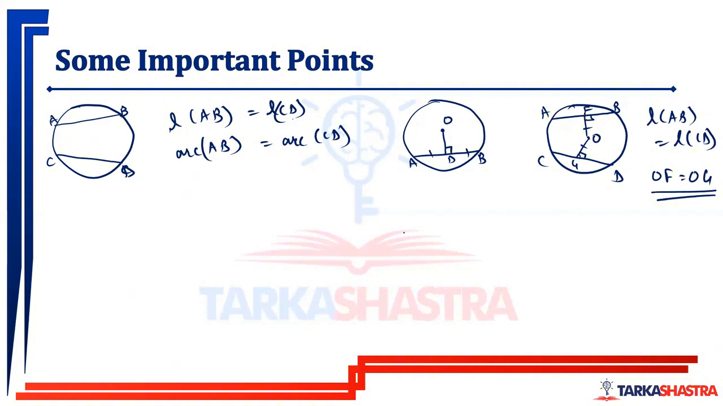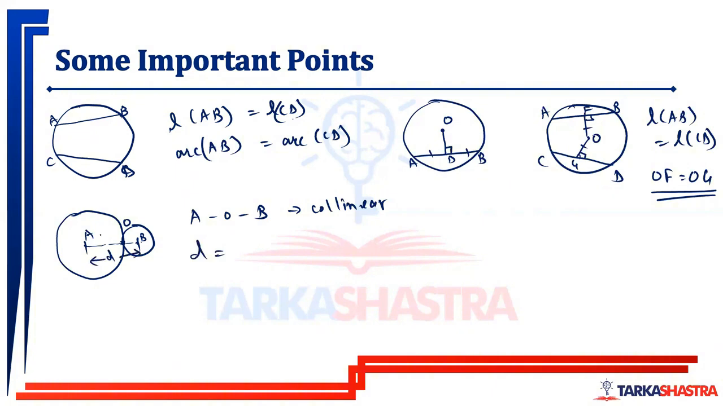Next, when two circles touch, their centers and their point of contact are collinear. If two circles touch, then their centers and the point of contact are collinear. Let us say A, B and this is O. So A, O, B are collinear. Now if two circles touch externally, then the distance between the centers is equal to the sum of their radii.